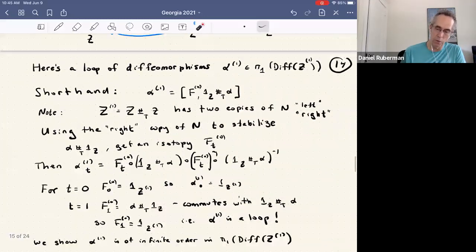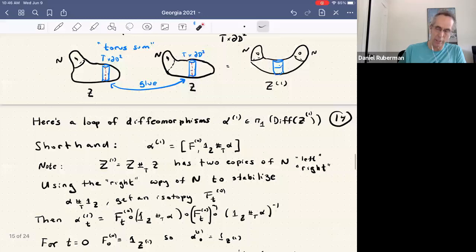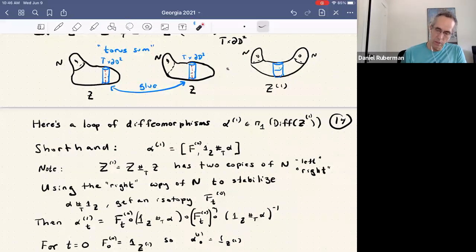So here's how we create a loop of diffeomorphisms. Here's the shorthand for it: it's alpha 1, and it's a loop of diffeomorphisms on this manifold Z1, and it's a commutator. What does that mean? As I say, there are two copies of N, one on the left and one on the right. Let me scroll down here. The point is you can use either of them to stabilize the diffeomorphism. If we use the right copy, we think of alpha on this side, and now we've added this N over here on the right, we can stabilize alpha connected sum with the identity of Z, because we stuck in this N over here. That gives me an isotopy that's sort of wandering all over the manifold.